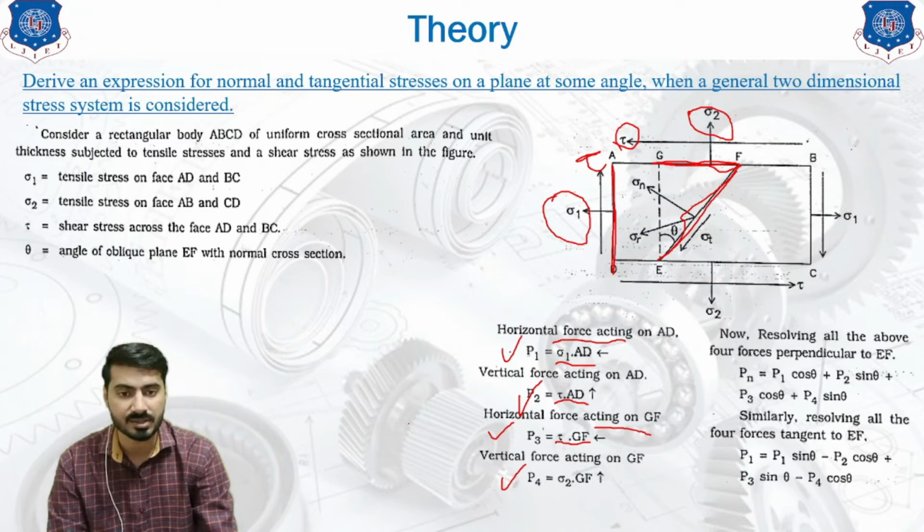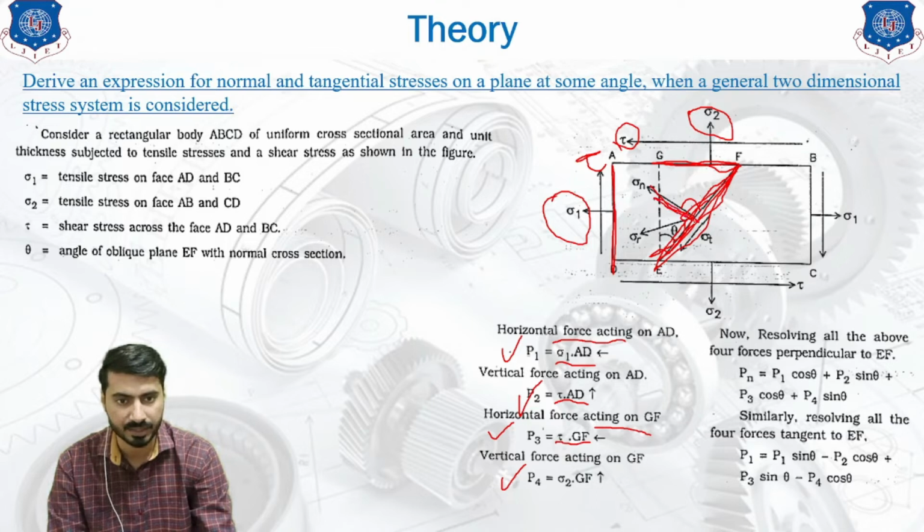Which directions? That you need to see over here on the diagram. We are focusing on the EF plane, this plane, right? I hope you all can see this annotation. We are focusing on this plane only. So there are two directions. First one is perpendicular to the plane, which is like this. This direction is perpendicular to the plane.